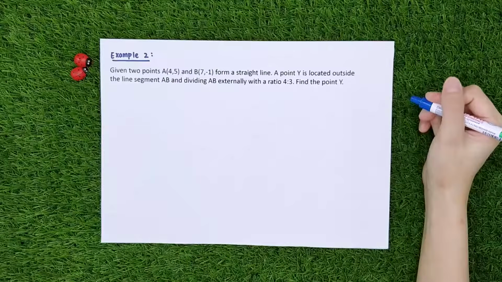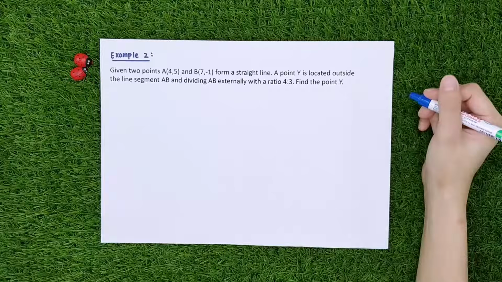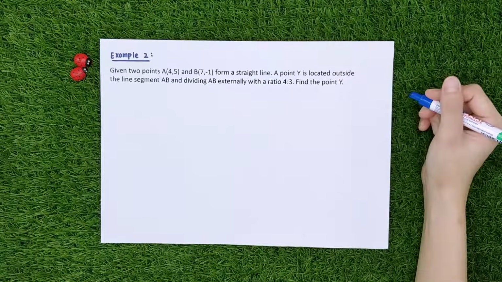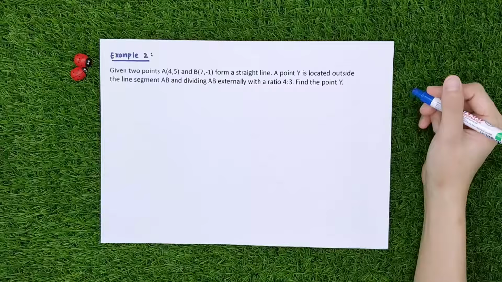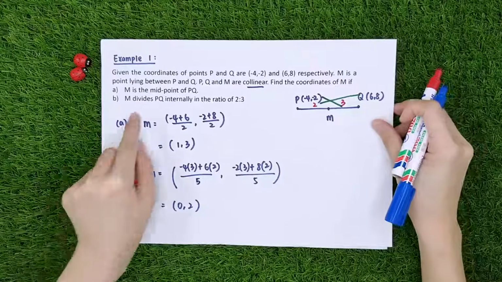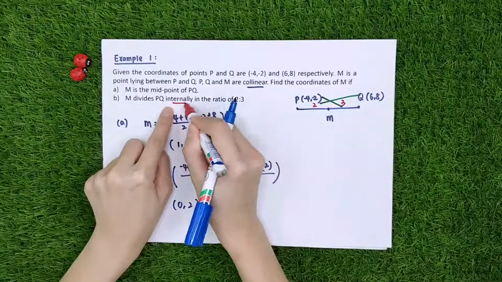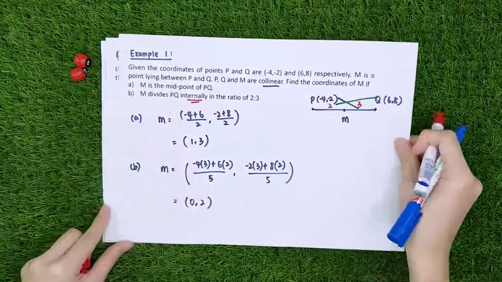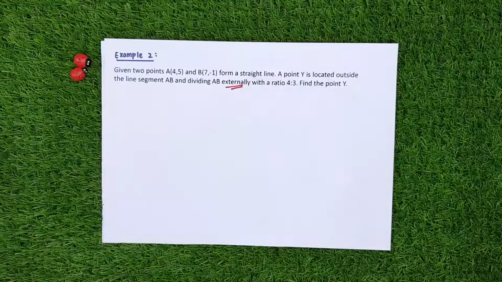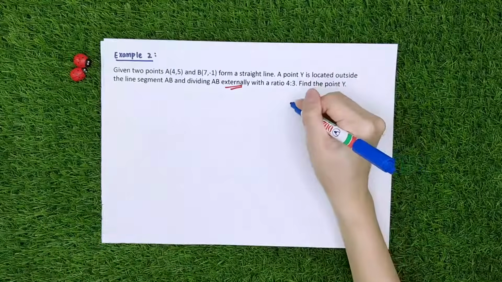Example 2. Given 2 points A and B form a straight line. A point Y is located outside the line segment AB and divides AB externally with a ratio of 4:3. Find the point Y. Just now, I don't know if you noticed or not, M divides PQ internally, okay? So now the question is externally. So what is the diagram? It will be like this.